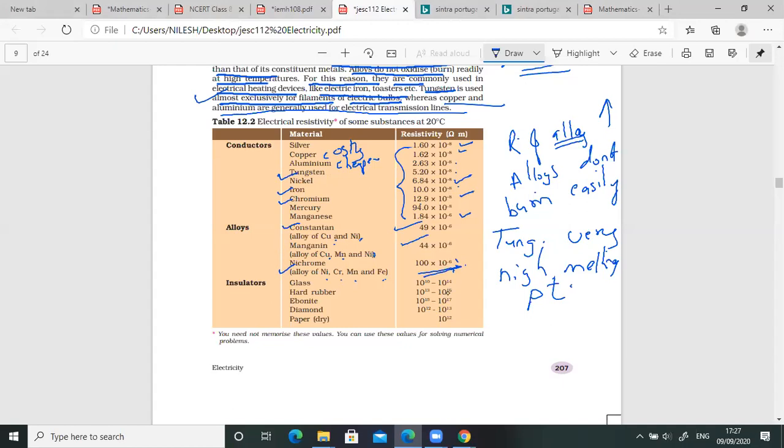And one another important point: why is tungsten almost always used as a filament of electric bulbs? Because it has got a very high melting point.